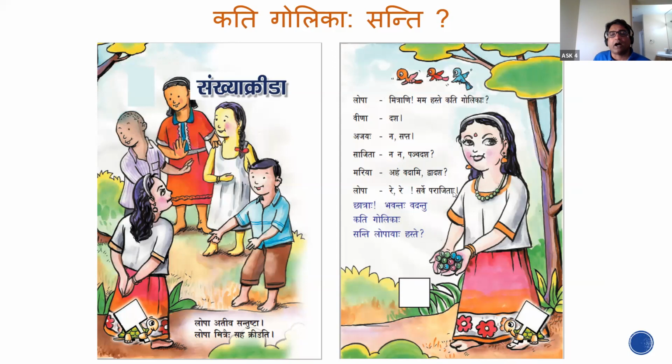Okay, parajitaha. Again, this is all Bahuvajanam. Everybody is failure fellows like that. Re re, it's again just like in other languages you say re like that. Chatraha bhavandaha vadantu. So she's telling them, all fellow students, you tell me kati golikaha santi. Sankhya krida.